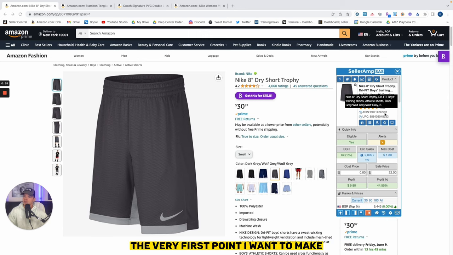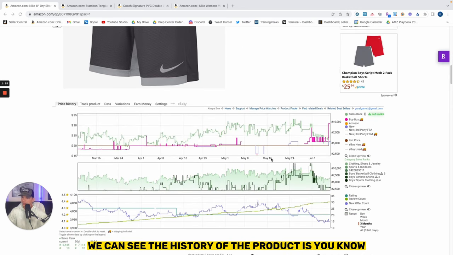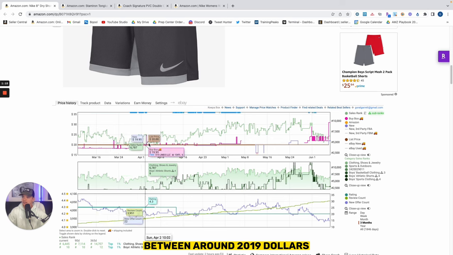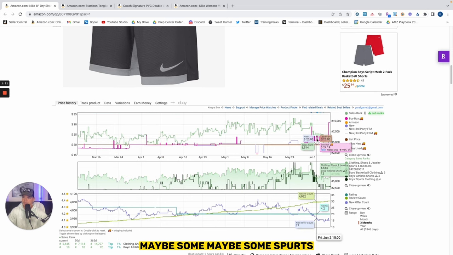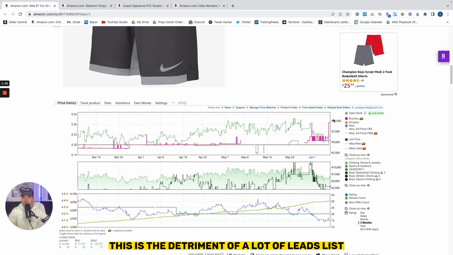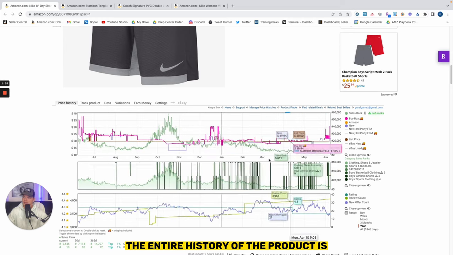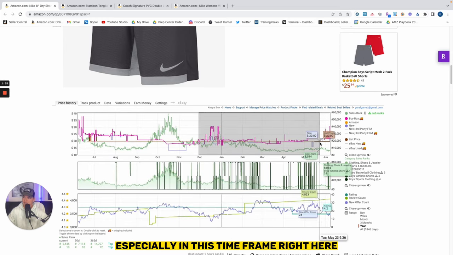So the very first point I want to make in terms of why Amazon sellers fail, especially when getting going, is the idea of buying based on current price rather than historic price. And this is a good example, right? If we look at this Keepa graph, we can see the history of the product is between around $20, $19, maybe some spurts to $22, $24. However, and this is the detriment of a lot of leads lists that are in the space right now, this point right here is problematic, right? You see what happens. The entire history of the product is around 19, 20, right? Especially in this time frame right here.